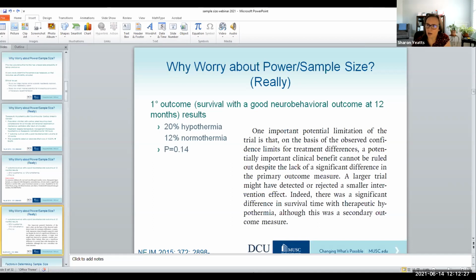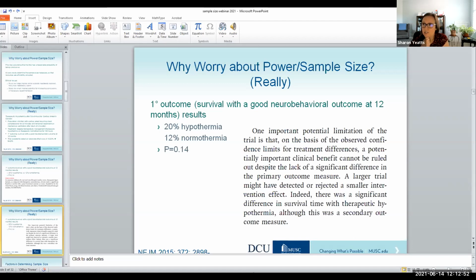A larger trial might have detected or rejected a smaller intervention effect. Okay, so again, this is the scenario we're trying to avoid. When we get to the end of the day, we're hoping that we have a study that has sufficient power to detect whatever that minimum clinically important difference is. In this case, the detectable difference was 15 to 20%.